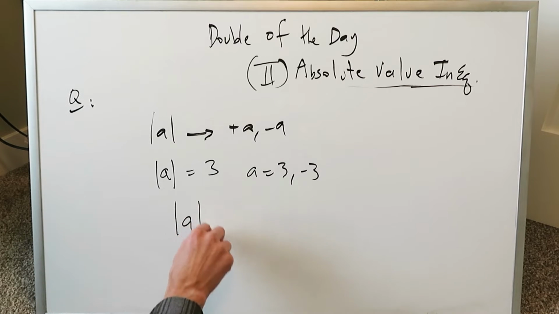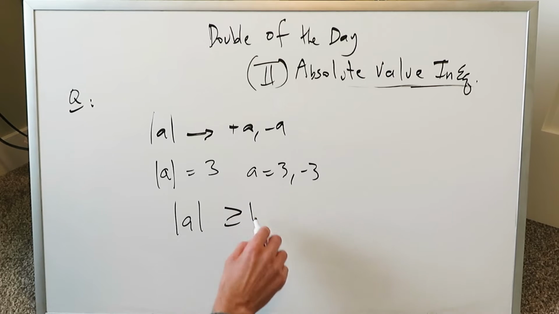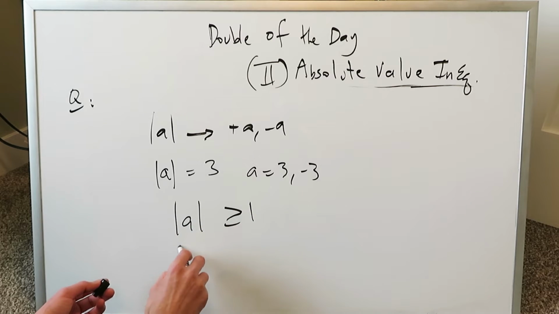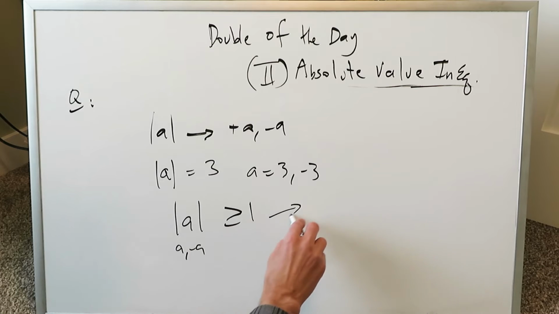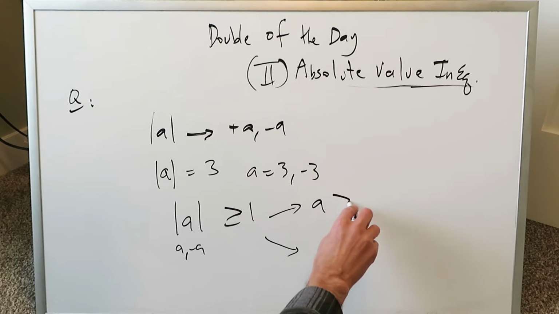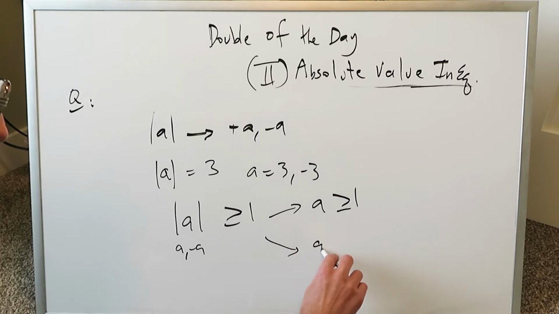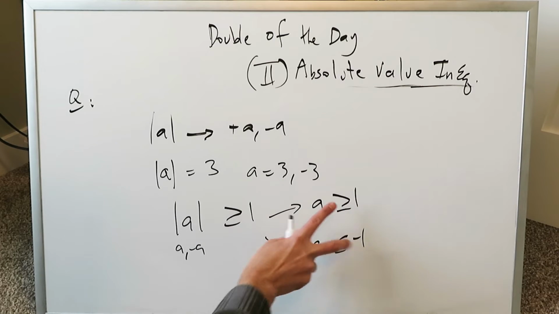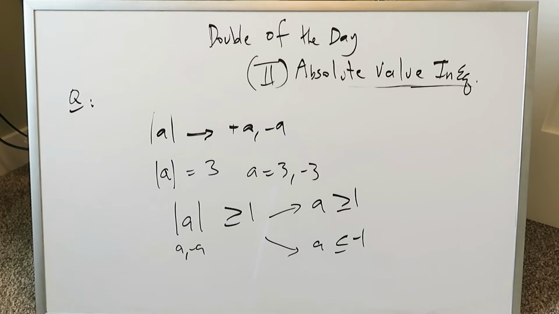If you have something which looks like this, absolute value of A is greater than or equal to 1, and when you open it up, you know this right here is an A and a minus A. You can open this up and develop two expressions. One is A is greater than or equal to 1, and the other one is A is less than or equal to minus 1. You have to generate both formats over here and then evaluate based on both of those.